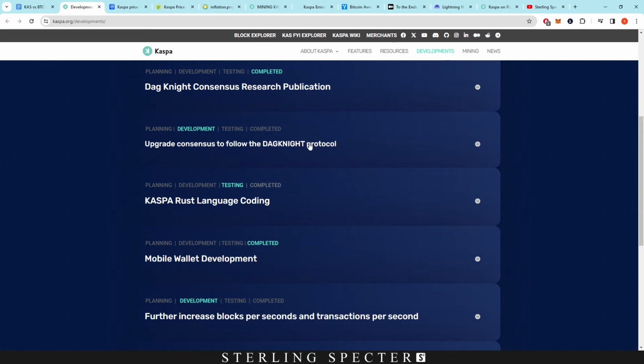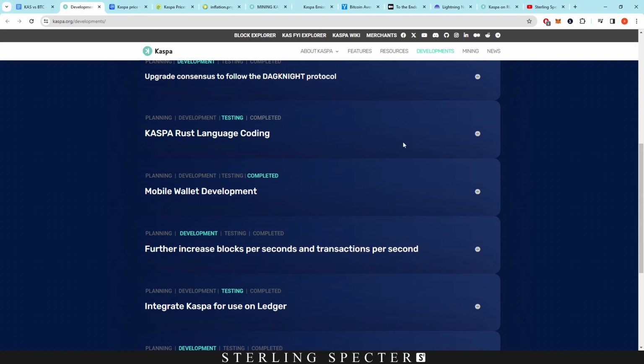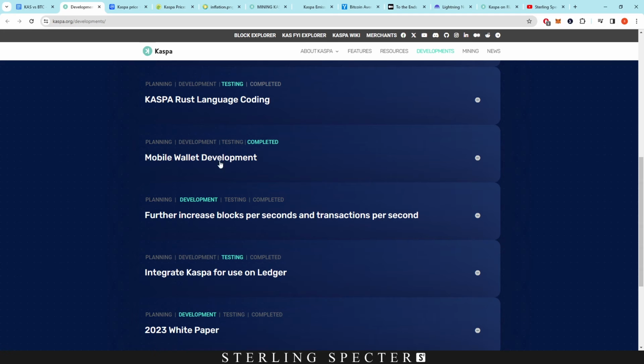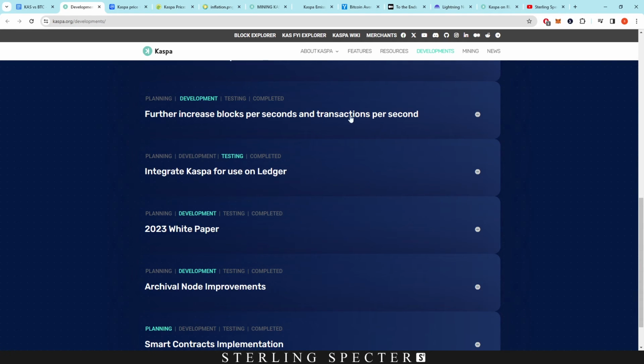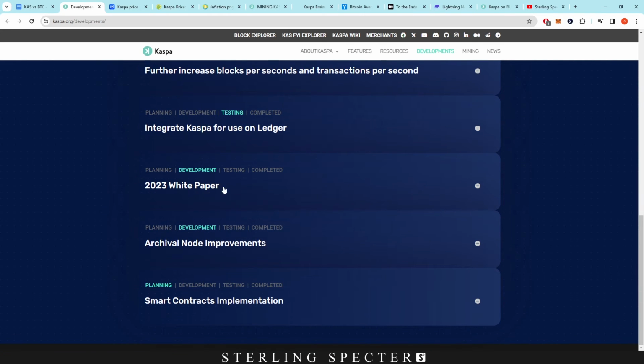Also, Dagnite on top of that basically makes it a parameterless cryptocurrency. Parameterless meaning that they don't have to hard code anything to protect the network security. Basically meaning that the network reacts to attacks in real time. They've already completed the mobile wallet development, further increased blocks per second, so that is in the Rust section as well. Integrate Kaspa for use on Ledger, 2023 white paper, archival node improvements, and smart contract implementation, so it will have smart contract usability.